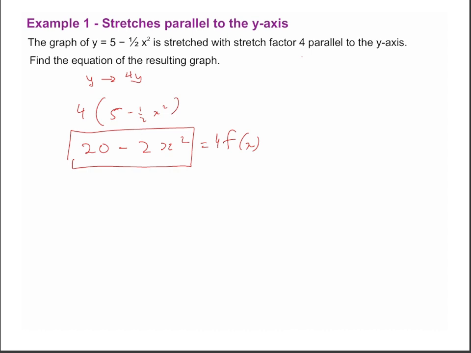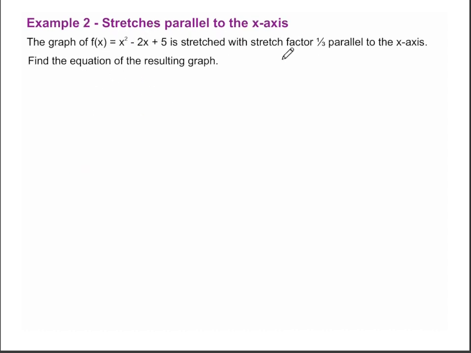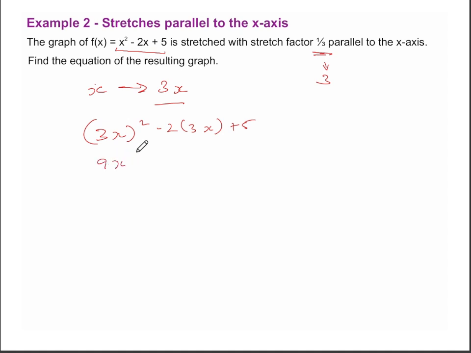Then your next example, we are looking at stretches parallel to the x-axis. Remember, parallel to the x-axis, what we're doing is we're inversing that scale factor, right? So here, the scale factor is 1 over 3. What we will do, inverse it, and we get 3 instead, which means our x is becoming 3x, okay? And so we change all the x's we have for 3x, so 3x squared minus 2 times 3x plus 5. And so we get 9x squared minus 6x plus 5. And that's going to be our transformed graph, meaning after the scale factor 1 over 3 is applied horizontally.